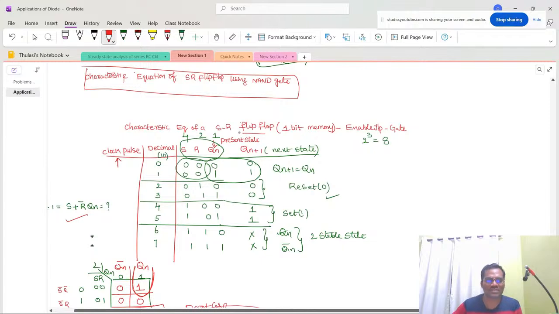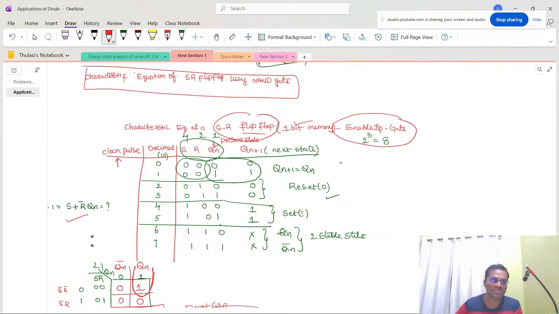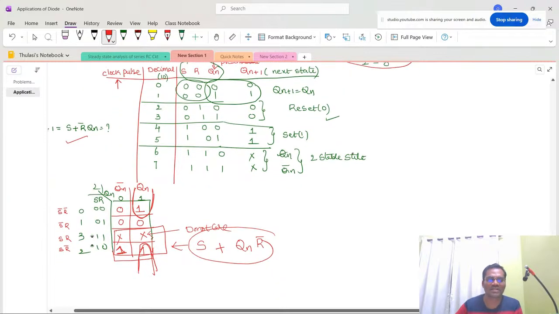as the characteristic equation of our SR flip-flop, which is a 1-bit memory storage device which uses the gate as an input. So this is how to get the characteristic equation of an SR flip-flop. Hope you're able to understand.